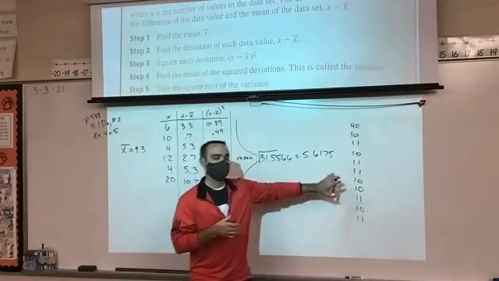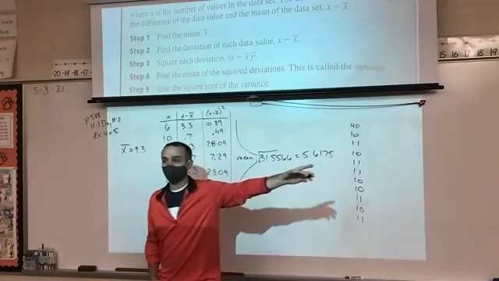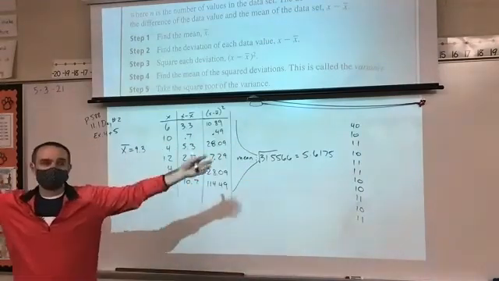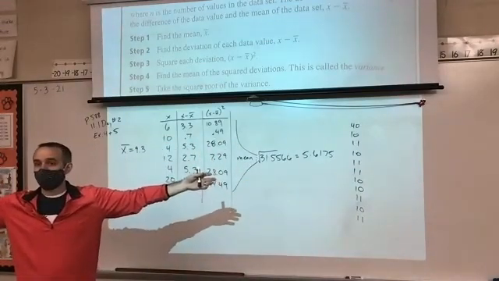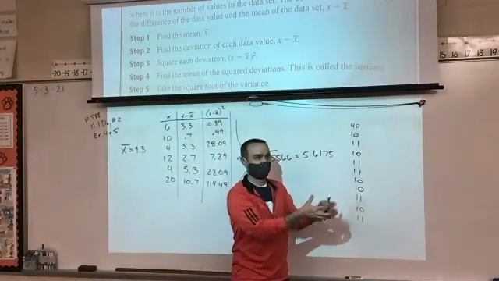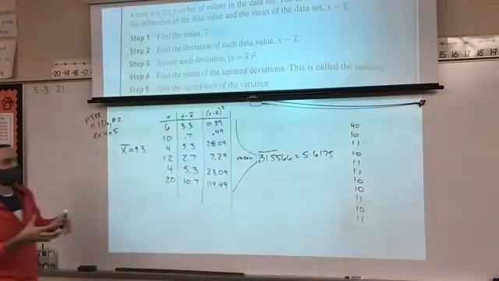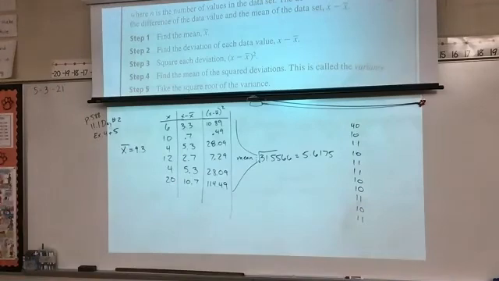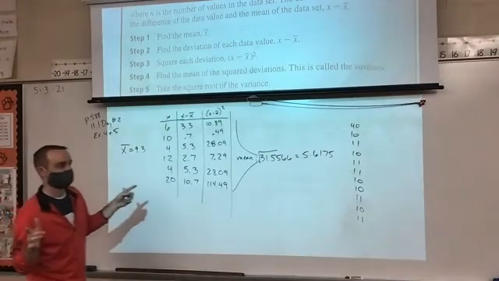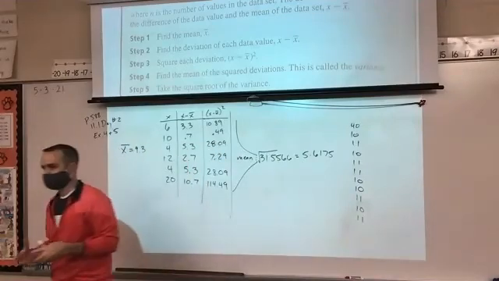Now, if I just found the range of this data set, the range is 30. The range tells me that it's pretty spread out. But if we look at standard deviation, it really isn't that spread out. We just have one outlier. Okay? So that's why we need standard deviation instead of just range, because range doesn't work great all the time. Range only takes into account two numbers, whereas our standard deviation talks about all of them.